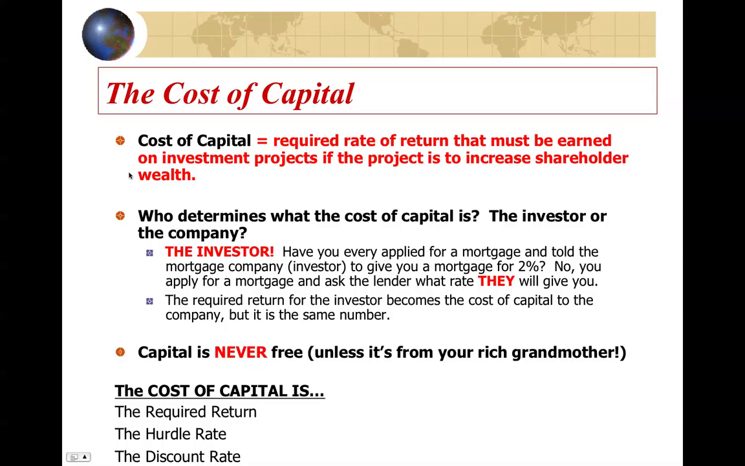Remember that capital is never free. The cost of capital is also known as the required rate of return, the hurdle rate, and the discount rate. Those are basically the same thing. Sometimes companies will add a premium to the cost of capital based on the project, and they'll call that the hurdle rate. But generally, these are the same term.